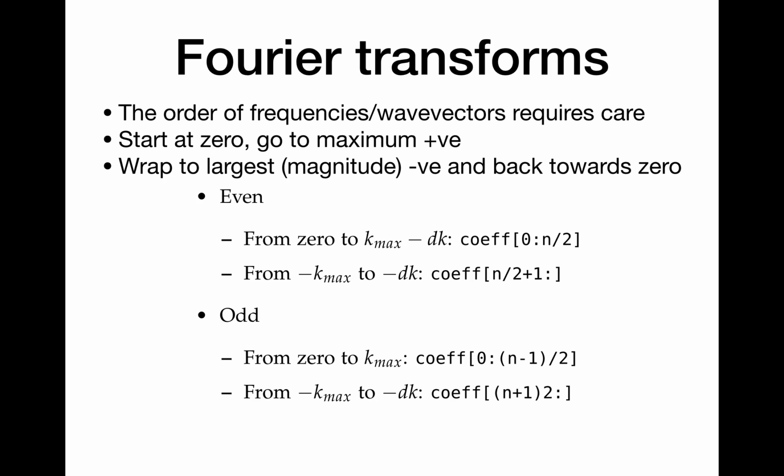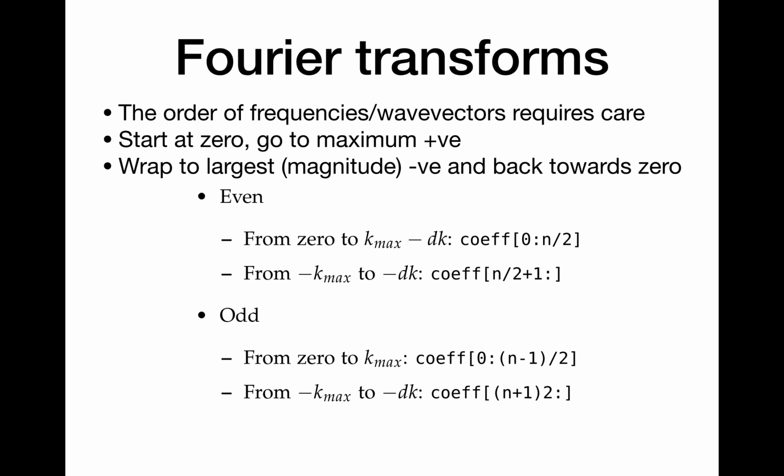With an odd number of points, the coefficients from 0 to n over 2 minus a half. Remember that since n is odd, that's what you would have to do. You have to be a little bit careful if you're doing this with arrays in Python, because Python doesn't like reals, so you'll have to round that to an integer. That goes from 0 to k max, and then the rest of the coefficients go from minus k max to minus dk. You can use that to plot the Fourier transforms if you want to.